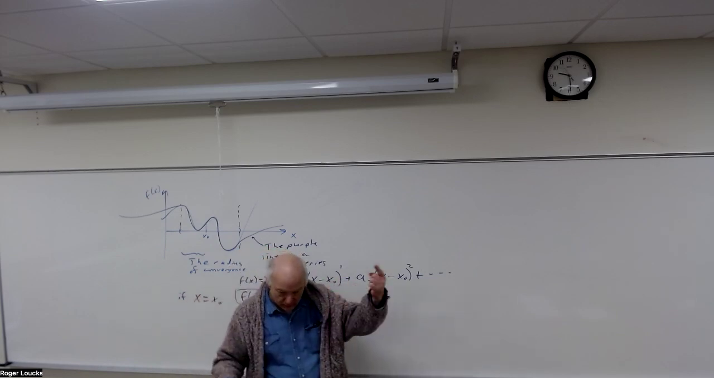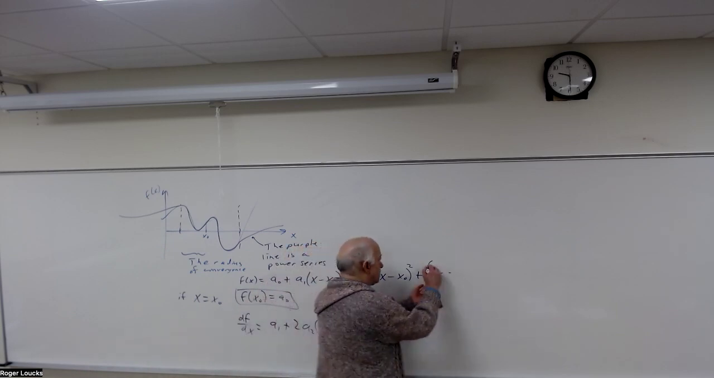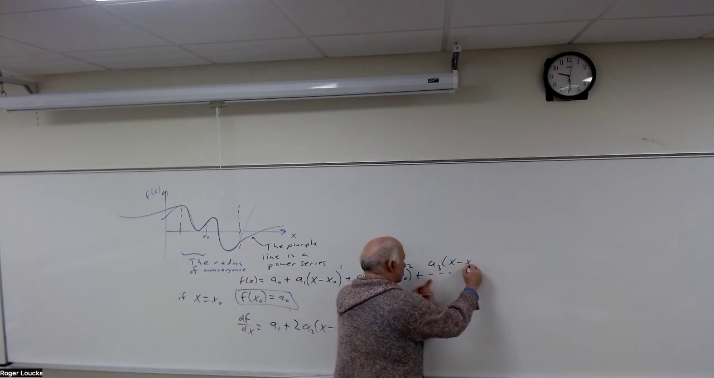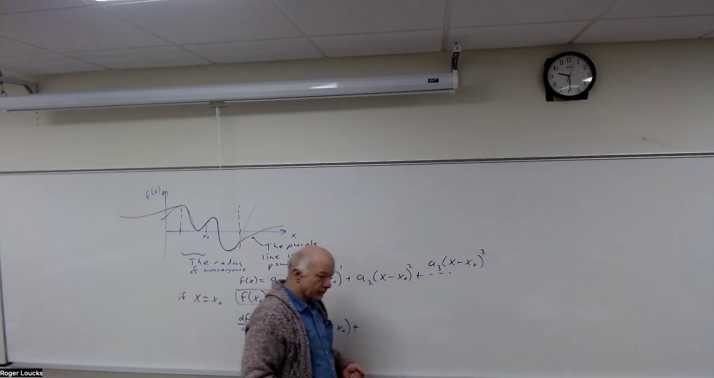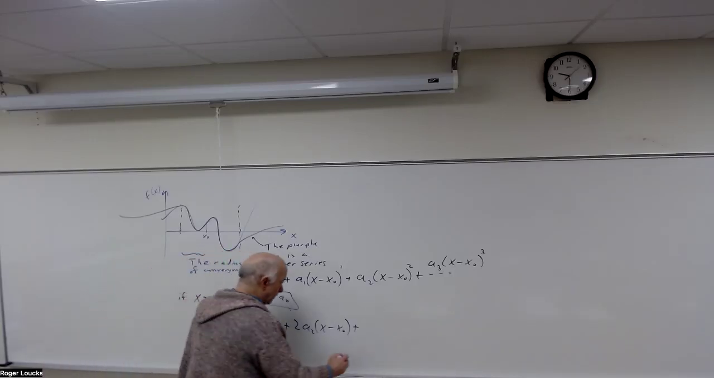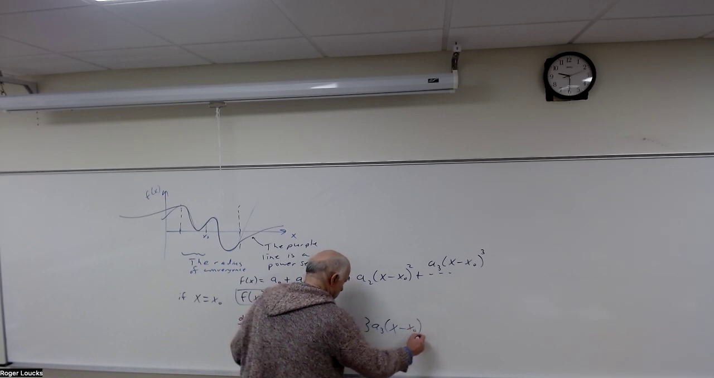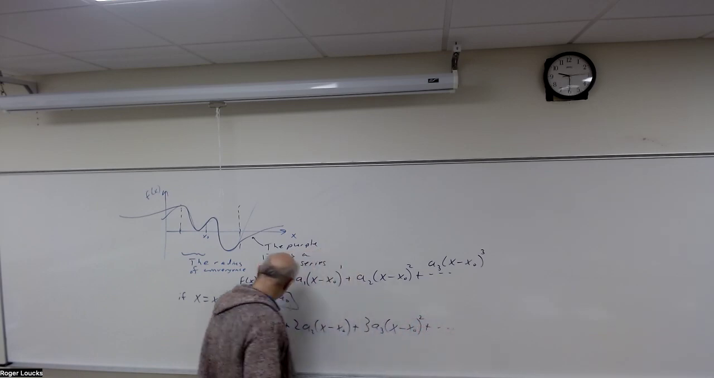To kind of show the pattern, I'm going to do one more. If I had the third term, what would this one give? The third term would be a3 times x minus x naught cubed. So that one gives me 3a3 times x minus x naught squared, plus so on and so forth.